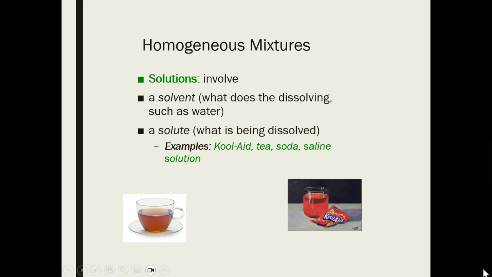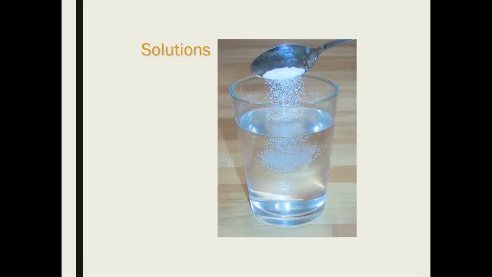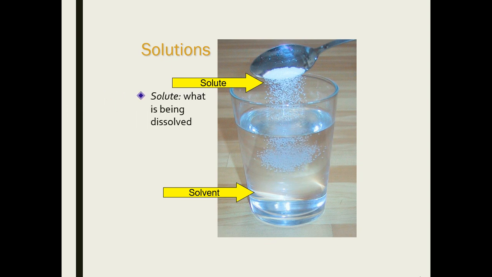Okay. So some solutions might look like this, where you're dissolving some sugar or salt into the water. The thing that's being dissolved is a solute. The stuff that's doing dissolving is the solvent, and the mixture together is called a solution. So it's a special type of homogeneous mixture.